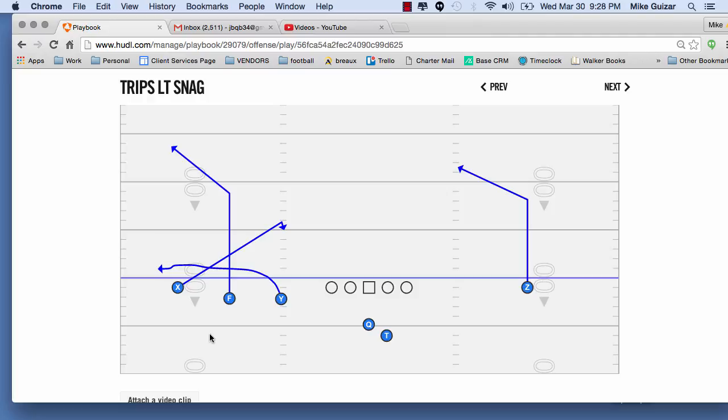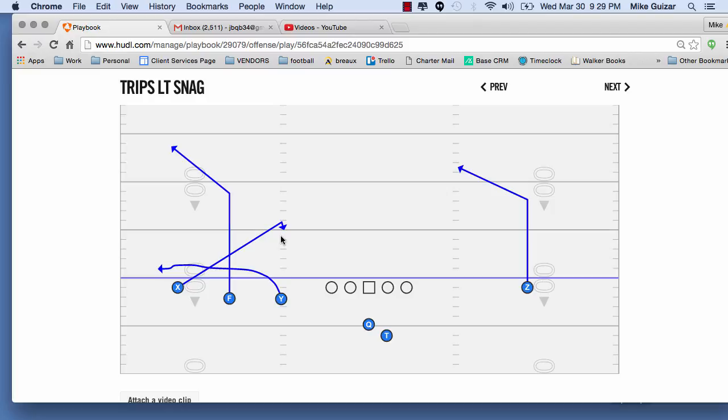Left speaks to F and X, and we know that Y comes over to become the trips guy. This is the snag concept. The snag route is the X. Snagging is like a hook, you're hooking a fish. You're snagging from 5 to 7 yards to the hash. The reason we say 5 to 7 and it's not a definite distance is because depending on how that linebacker plays, if he drops a little bit, you're going to take your route such that you go in front of him. If he comes up, you're going to take your route such that you go behind him.